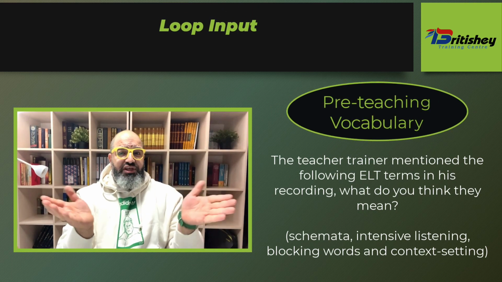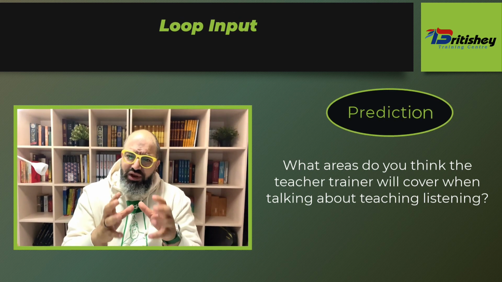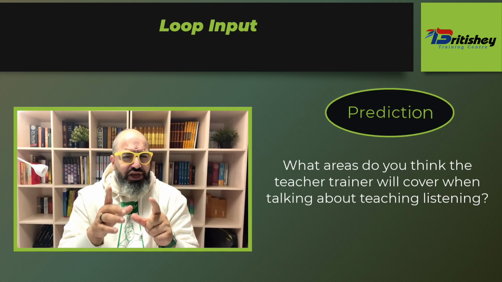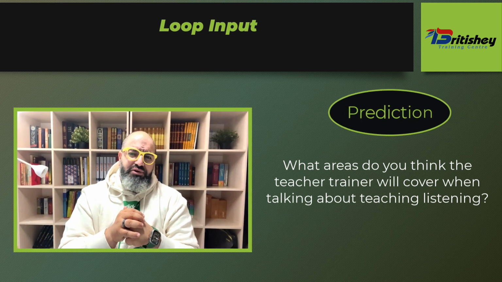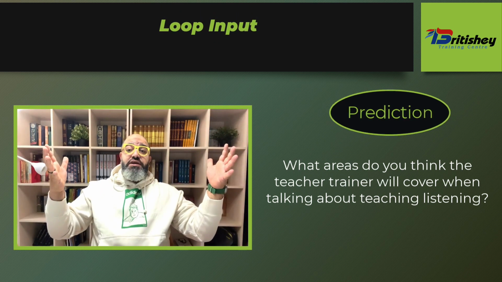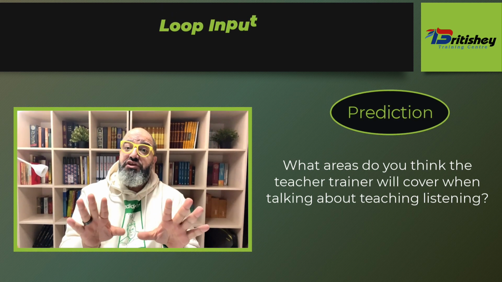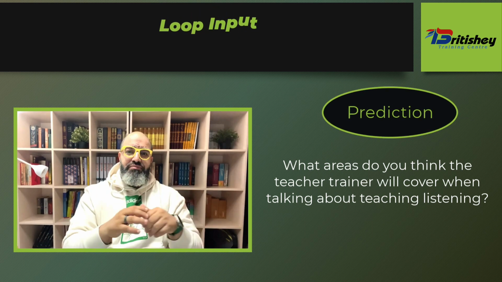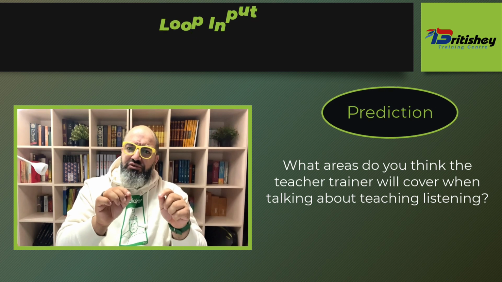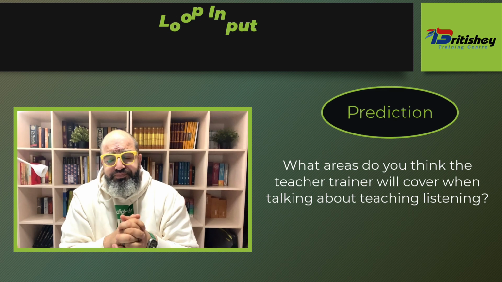Then we come to the prediction stage. And you say to the participants, now the trainer, as we said, will talk about how listening should be taught. Which areas do you think he will talk about? And then they think on their own, then discuss in pairs, and finally share their answers with the teacher. And during this stage, the teacher should not give them any feedback. He or she just should be listening to their ideas and synthesizing them by writing them on the board.